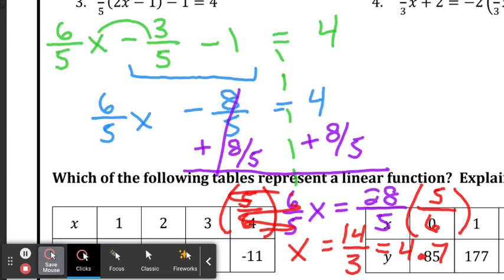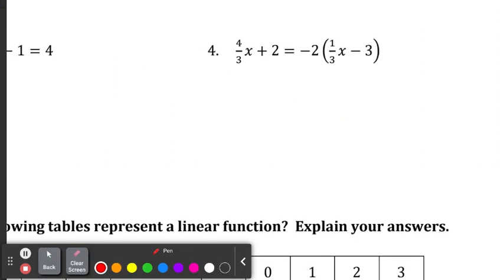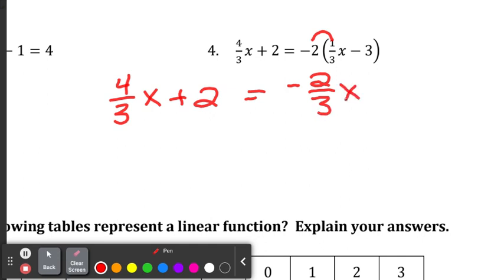Where I want to clear this thing. These are getting progressively trickier. I'm going to copy down 4/3 x plus 2. Now distribute. Negative 2 times 1/3 x is negative 2/3 x. Negative 2 times negative 3 is a positive 6. There's fractions, there's negatives. Great idea to use that calculator trick to check your work.